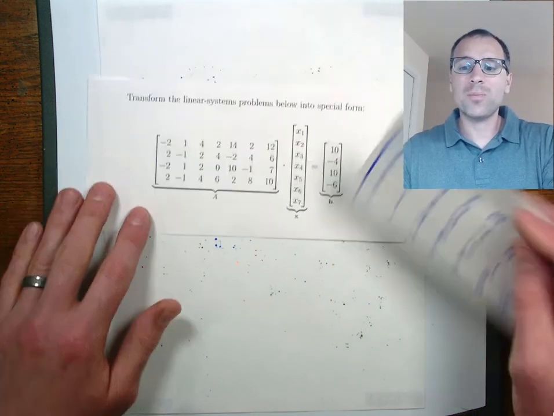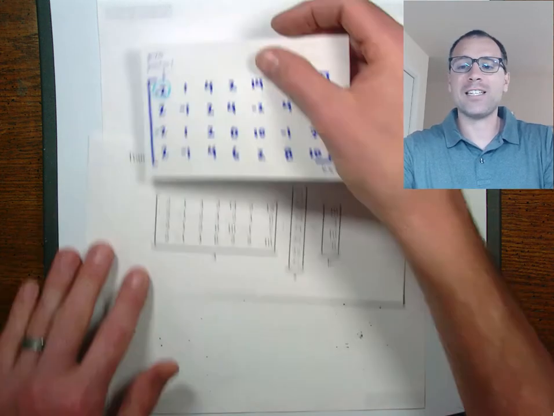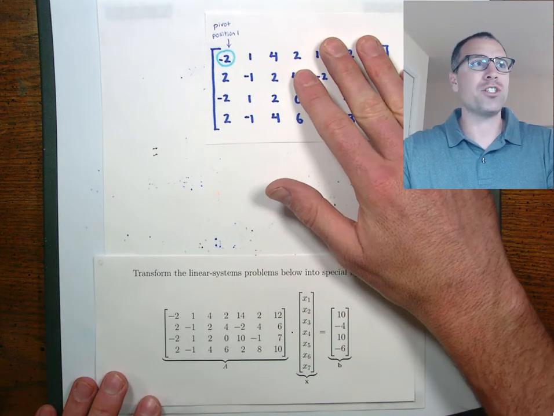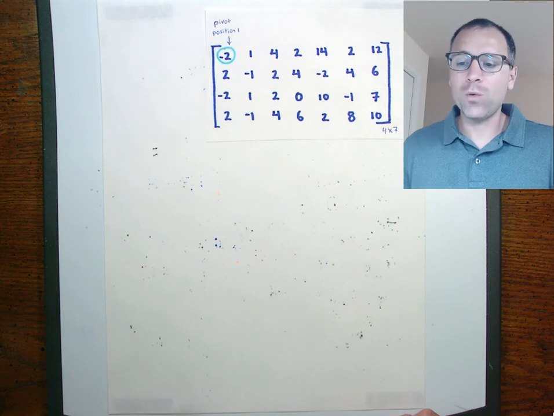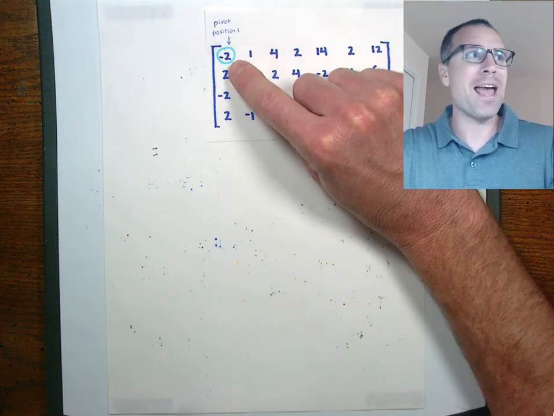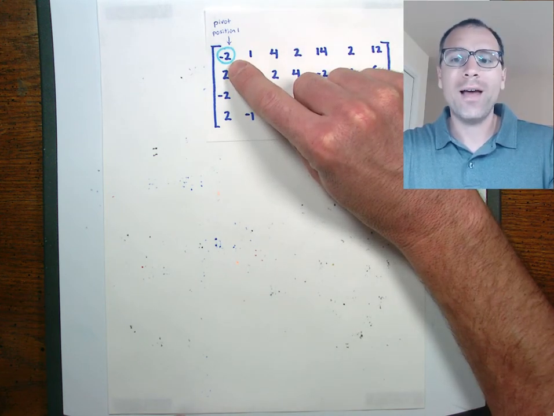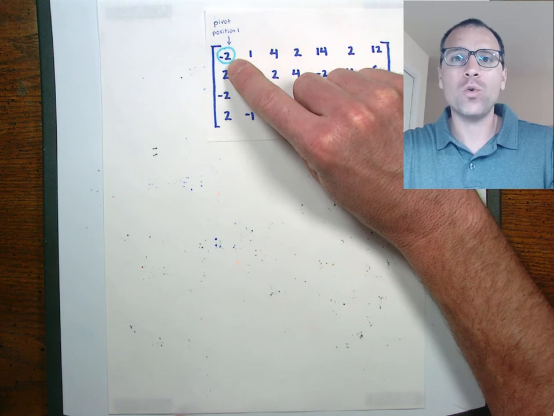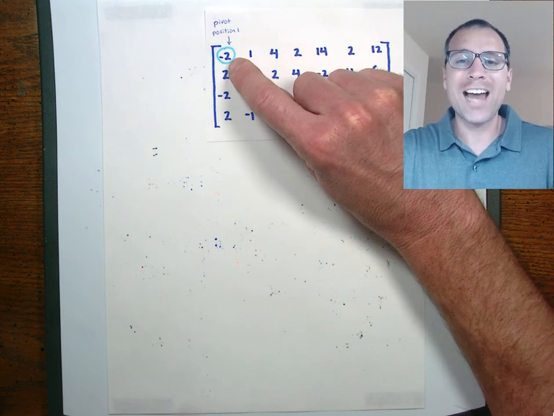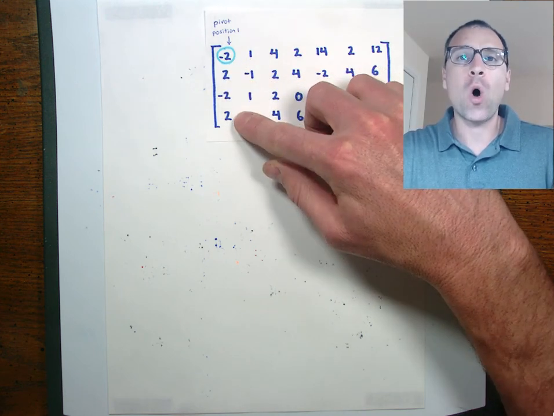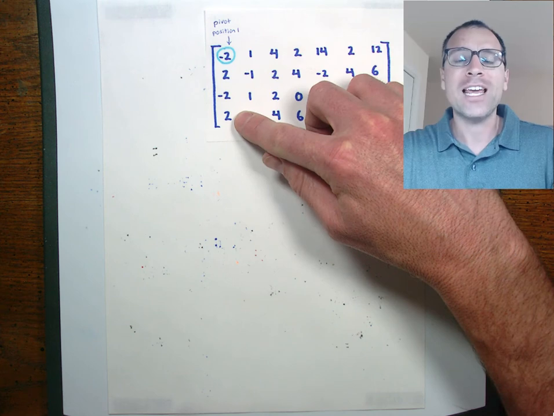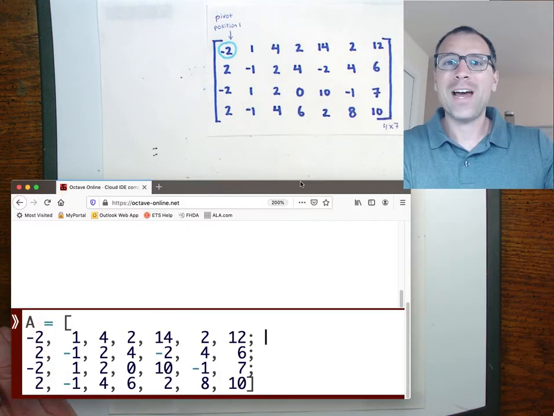In order to start this problem, we're going to focus on the left-hand side matrix, which is the matrix you see here. And the first thing we're going to do is recognize that entry 1, 1 has a non-zero value, and we will use that as pivot position 1. Another way to say that is we're going to use that entry to zero out all the subdiagonal entries in column 1. Before we do that, let's use Octave to store this matrix.